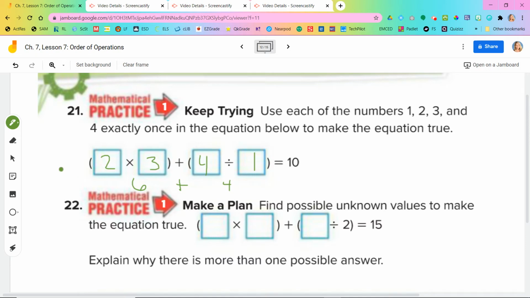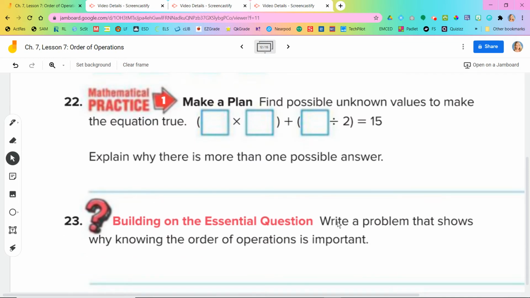Find possible unknown values. Let me clear this. Find possible unknown values to make the equation true. All right. Now, I don't have a limit of numbers like they gave me earlier. I can use numbers more than once. So this is a little bit more relaxed than the other one was. But still, I want you to consider what the parentheses need to equal before I worry about those boxes.